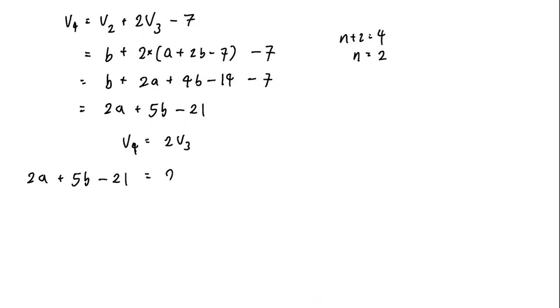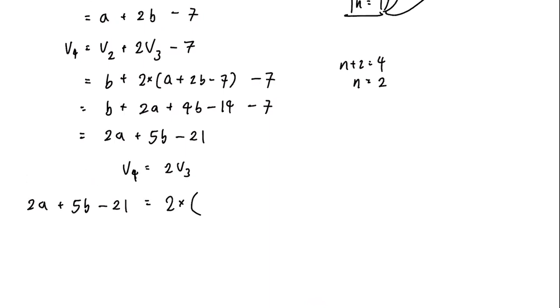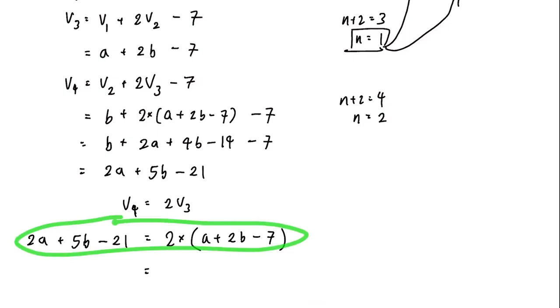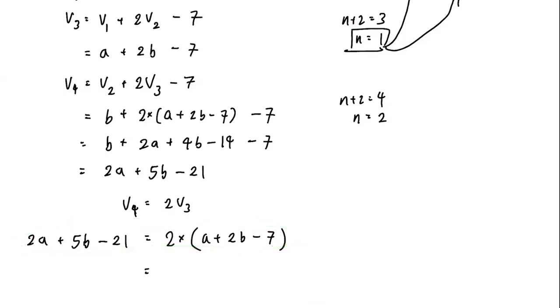V4 here equals 2 times V3. But what's V3? A plus 2B minus 7, right? So 2 bracket A plus 2B minus 7. All right, 2 variables, but so far we only got one equation. Wow, that means we probably have a problem, is it?